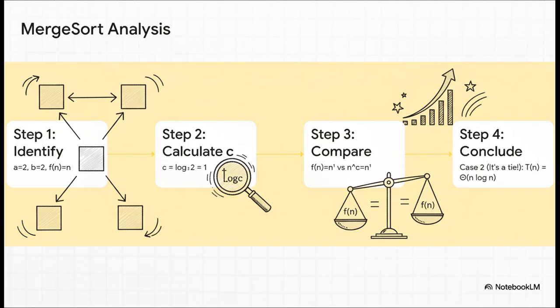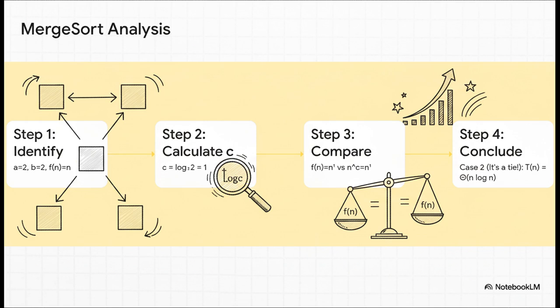Let's break it down. Merge sort splits the problem into 2 halves, so A is 2 and B is 2. The work to merge those sorted halves is linear, so f of n is just n. Easy enough. Next, we calculate our critical exponent. C is log base 2 of 2, which is 1. Now for the final showdown.